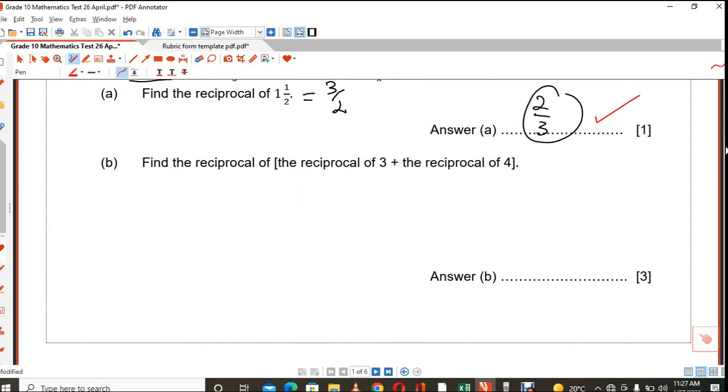Let's maybe handle it from the brackets first. What is the reciprocal of 3? And you add that. What is the reciprocal of 4? You must pay attention. So we are going to find the inverse of this business here. First we have to find what this answer is. What is a third plus a quarter? It's 7/12.